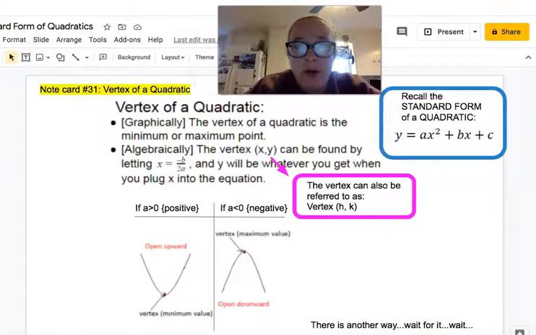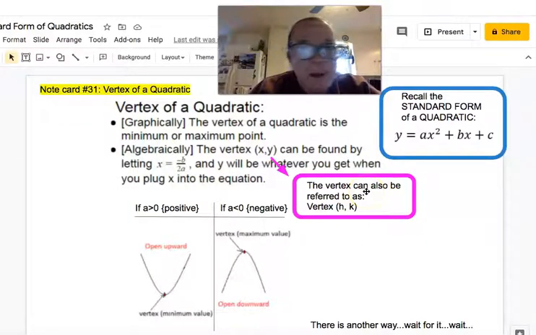So, note card number 31, vertex of a quadratic. Graphically, if you're looking at the graph of a quadratic, the vertex of a quadratic is the minimum or the maximum point. So if you look here, this quadratic is opening up and the vertex is right here, which is a minimum point. This quadratic is opening downward and the vertex is a maximum value. Algebraically, how do you find it? Well, you do negative b over 2a, using the parameters b and a, and you get the vertex. And you have to plug it back in and all that. We're going to go over how to do that.